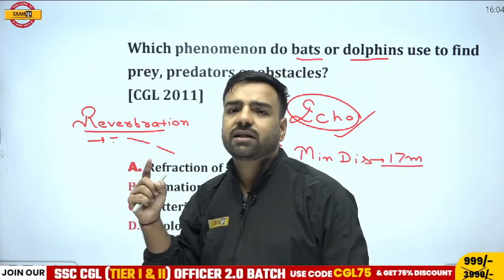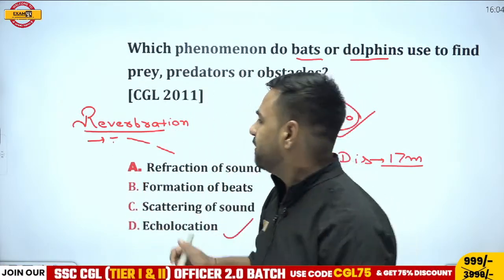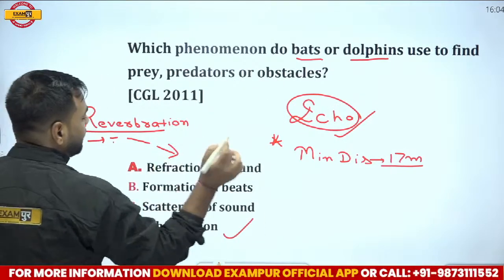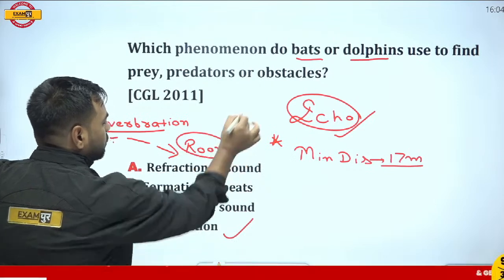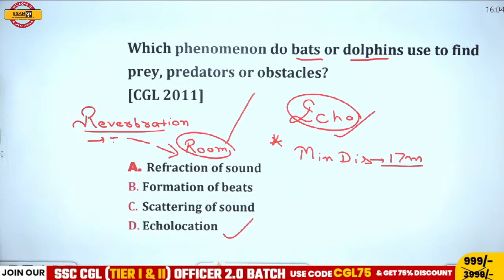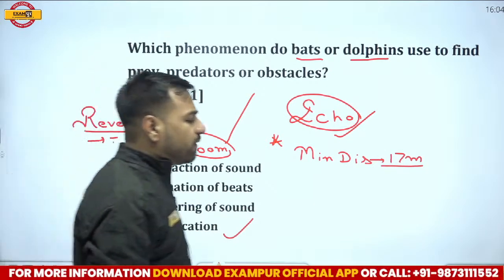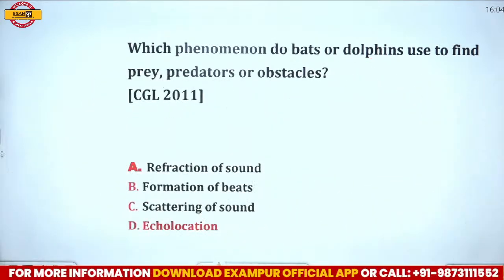But voice is still coming. This particular part is reverberation, and where is it going to happen? This will actually happen in a room, or you can talk about a hall. So there's a difference between reverberation and echo. We must remember all these facts. So yes, now moving forward to the next question.